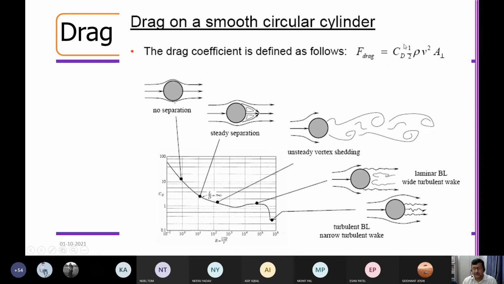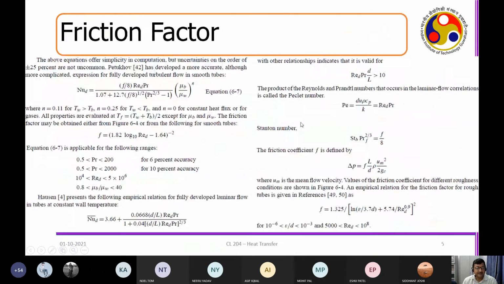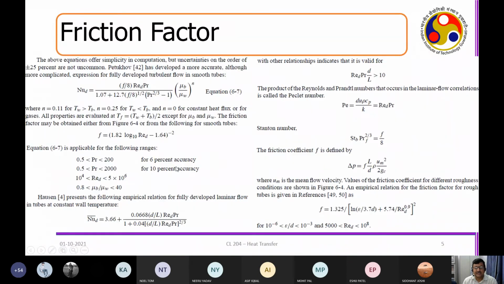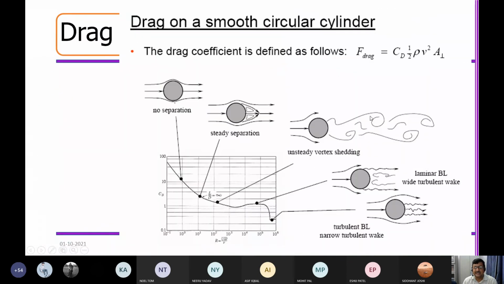Exactly the same way you define the friction factor: delta P by rho, L by D, V square by twice. You are just dividing the tangential stress by the inertial force. Then you plot the drag coefficient with respect to Reynolds number. This is again a log scale plot: 10 to the minus 1, 10 to the power 0, 10 to the 1, 10 to the 2. So this is also log, this is also log.